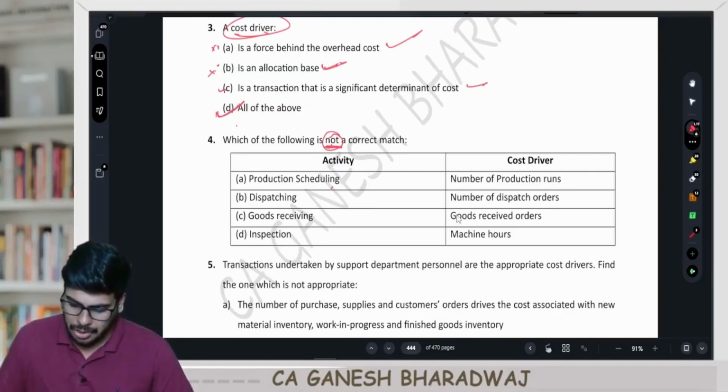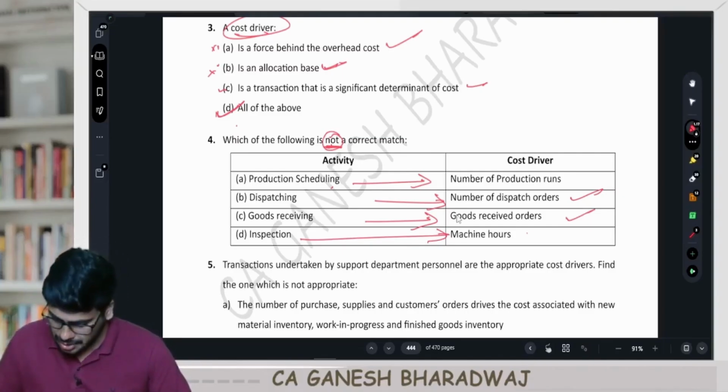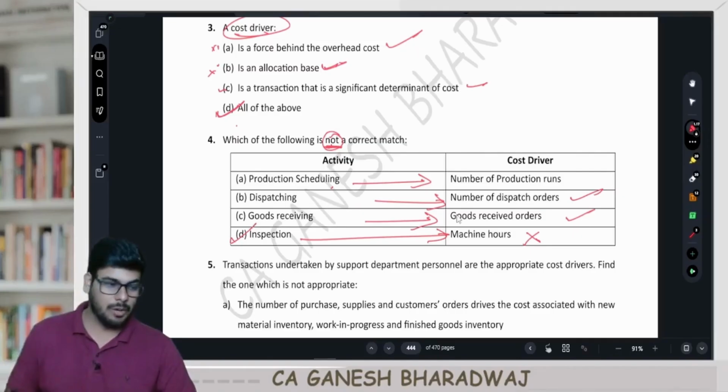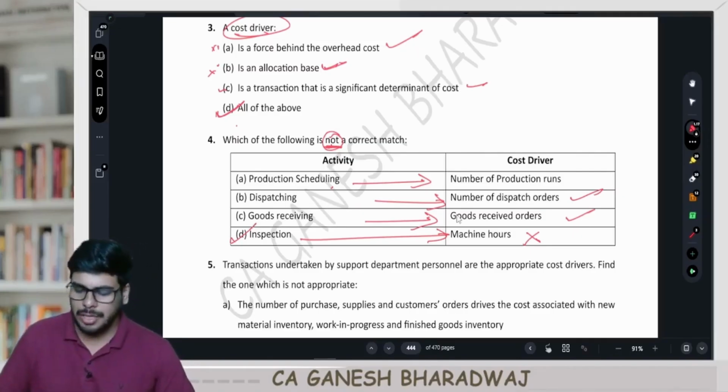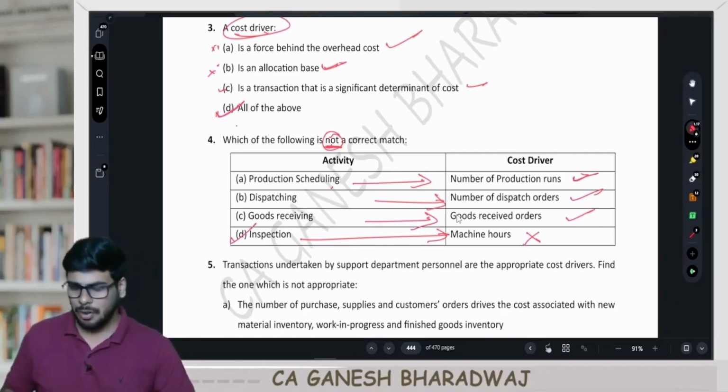Production scheduling. The activity is driven by cost driver production runs. Dispatching, number of dispatch orders. Correct or not? Yes. Goods receiving, goods received orders. Correct or not? Yes. Inspection is driven by machine hours? It is number of inspections or inspection time or whatever it is. So definitely this is wrong. This is the odd one out. So the answer is D. Production scheduling can be driven by your production runs. Clear with this, guys? This way you can find out. Elimination method, you do it. So D is not correct. Next.